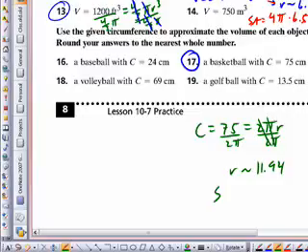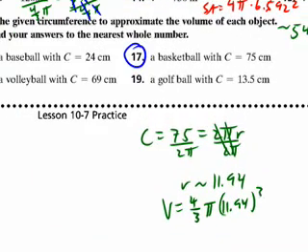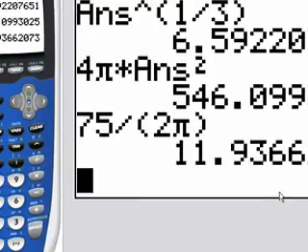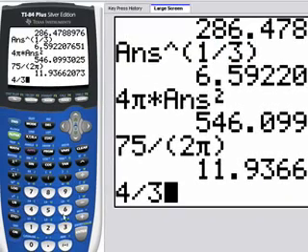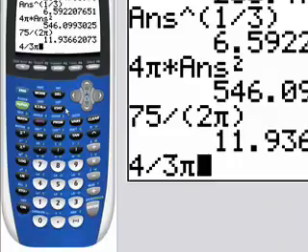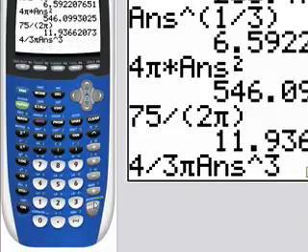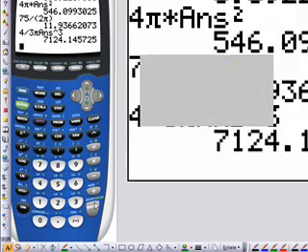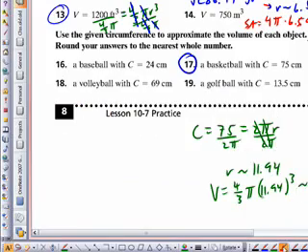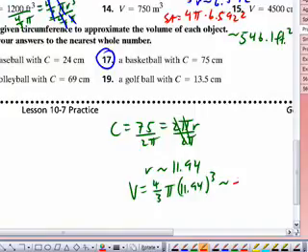So now our surface area, actually our volume we're trying to find. Volume is 4/3 pi 11.94 cubed. So 4 divided by 3 pi, and then take the answer and we cube it. And so that comes out to about 7124. And this is, we started in centimeters, so it's a volume, so it'll be centimeters cubed.